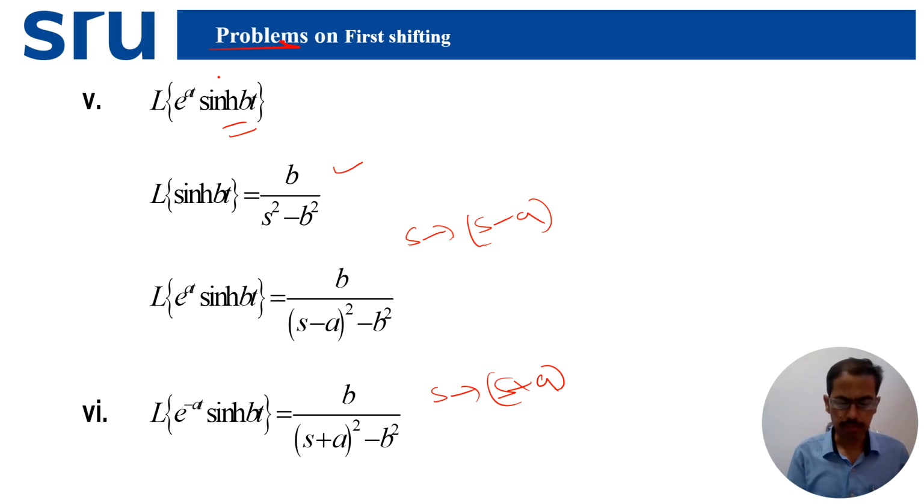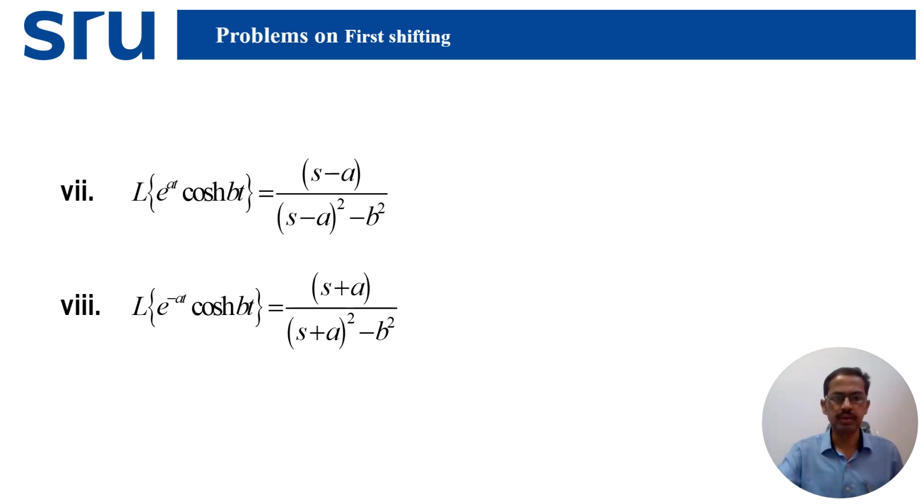Here, e to the power of minus at sin hbt. In this case, s is replaced by s plus a, because e to the power of minus at gives plus a. Is it right? This is a first shifting theorem application.